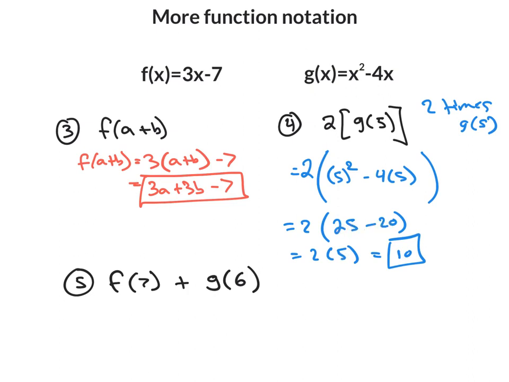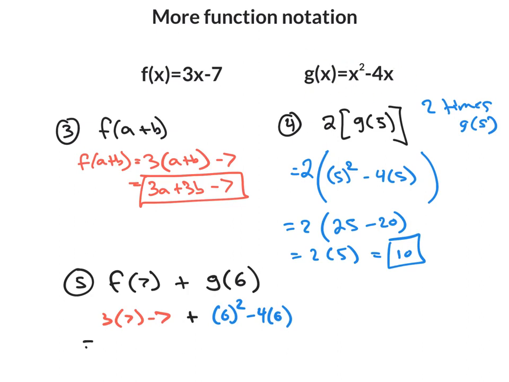All right, and then the last problem on this page just says take f of 7 and add it to g of 6. So I'm just going to evaluate both of these and add them together. So f of 7 means I'm going to plug 7 into f. So that's 3 times 7 minus 7, plus, and then I'll do g of 6. 6 squared minus 4 times 6. So for the f part, I plugged into f of x, and for the g part, I plugged into g of x. All right, and then let's see what these equal.